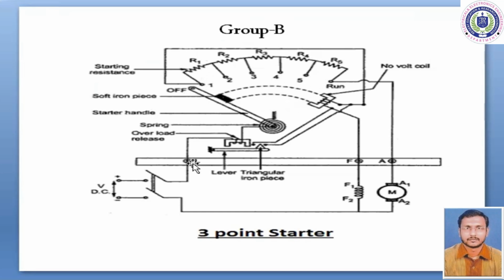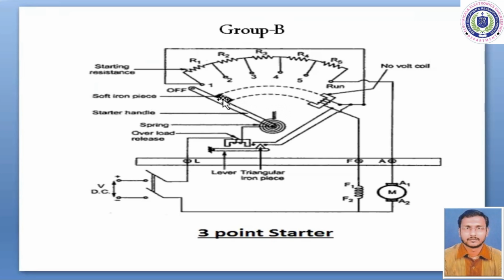So the thing is that whenever the current is passing through the overload coil, it will not energize this coil. The designing feature is like that. Whenever the current is more than the rated current, at that time this coil will be energized. That is the one thing which you have to keep in mind. And whenever the field current comes to the no voltage coil, at that time this coil will be energized.